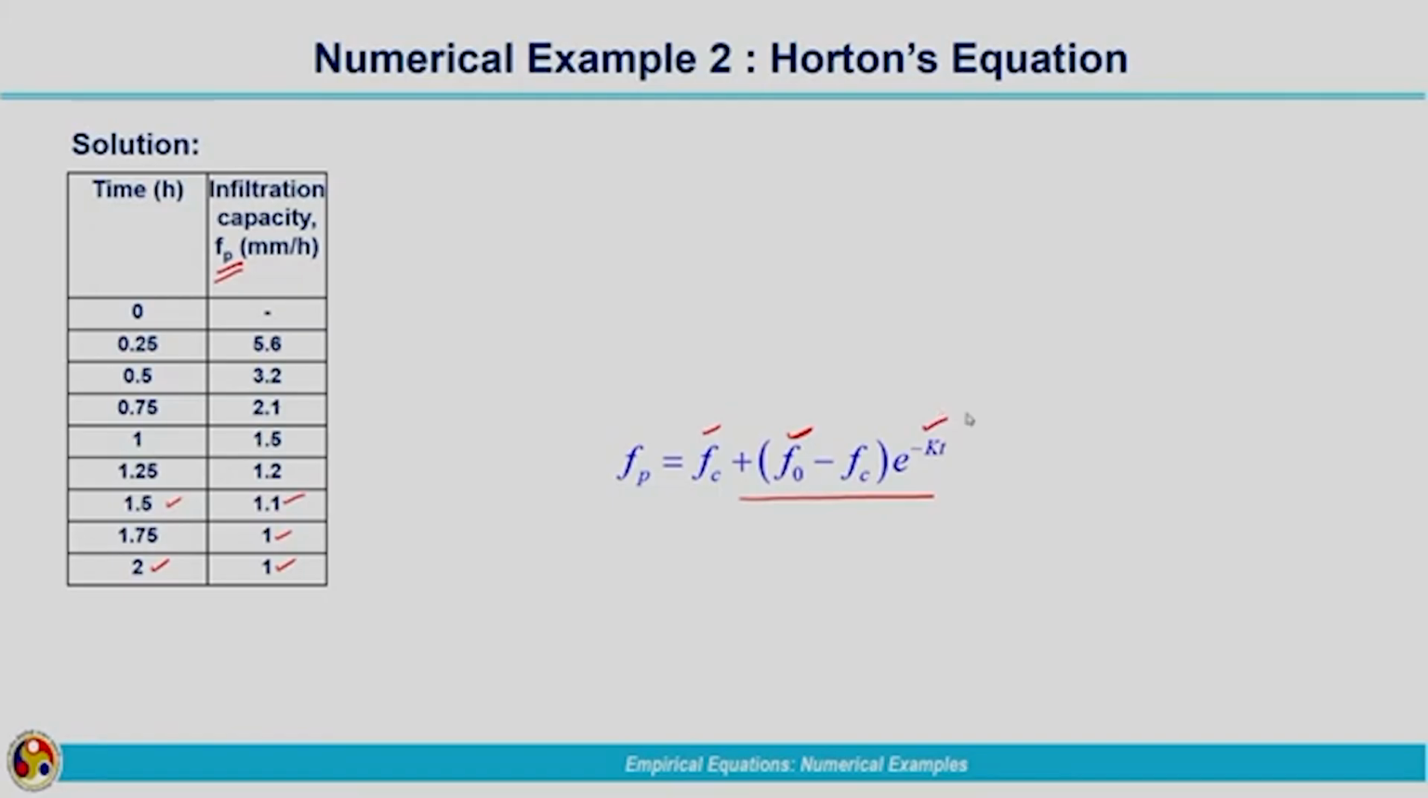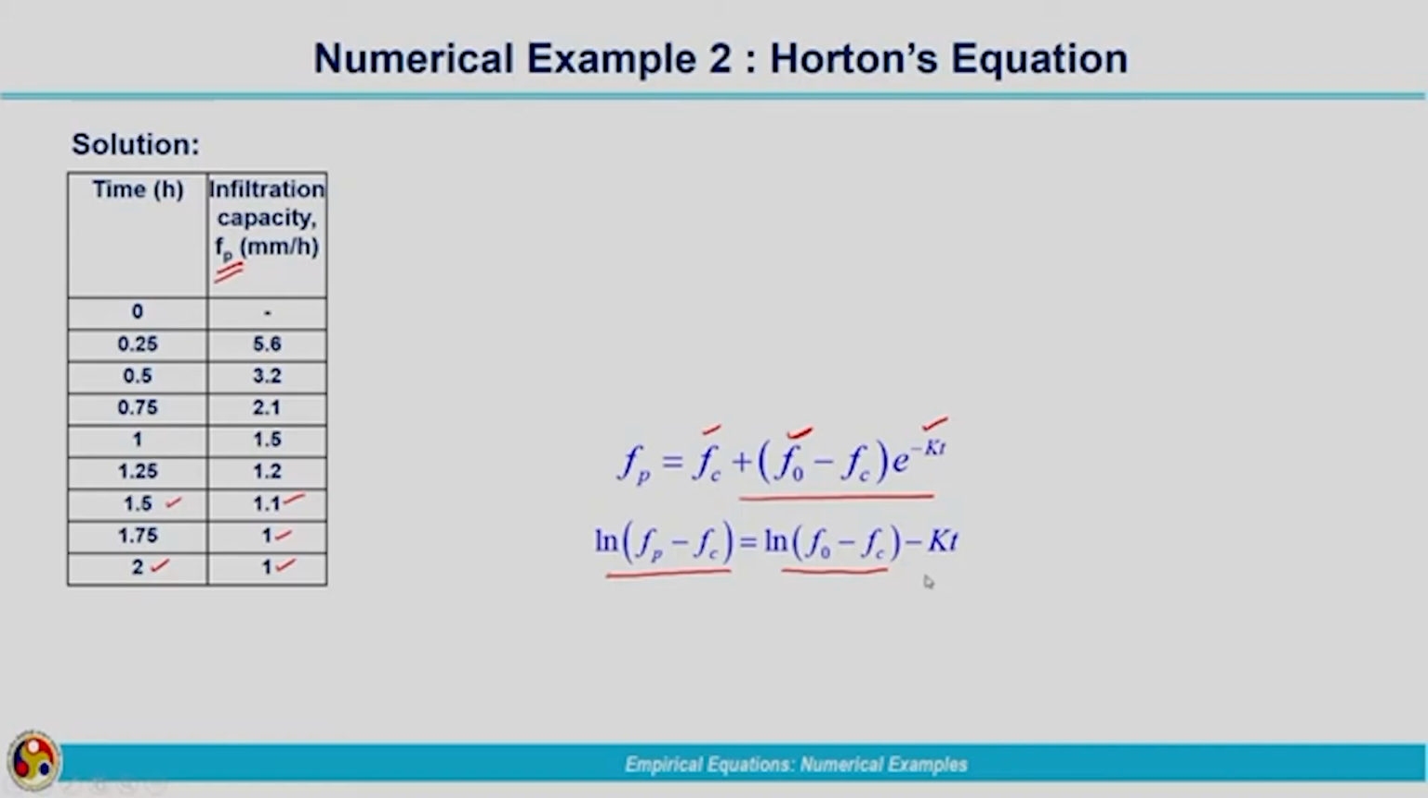For that we will move ahead, and we are going to make some adjustment with the terms: Fp minus Fc is equal to F naught minus Fc e to the power of minus kt. After that, again we are taking the natural logarithm on both sides. So the left hand side will be ln(Fp minus Fc) is equal to ln(F naught minus Fc) minus kt. This we have seen already in the previous lecture.